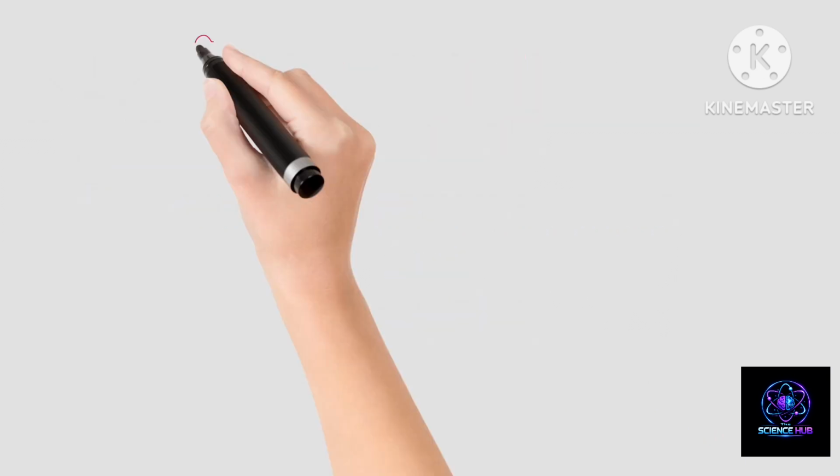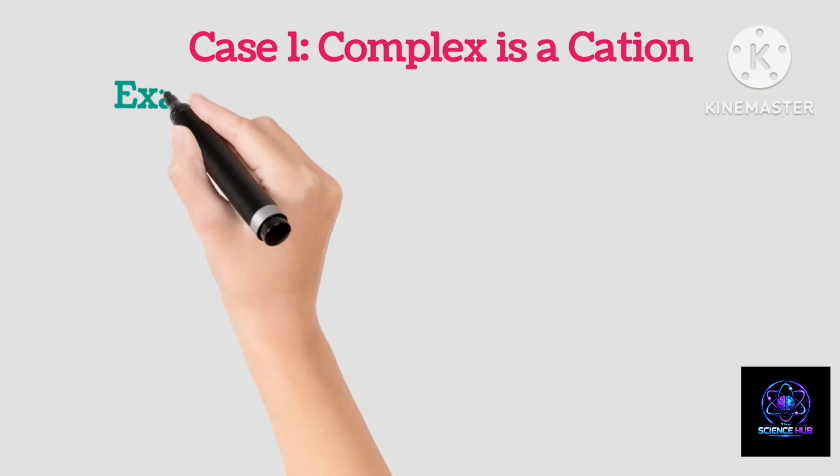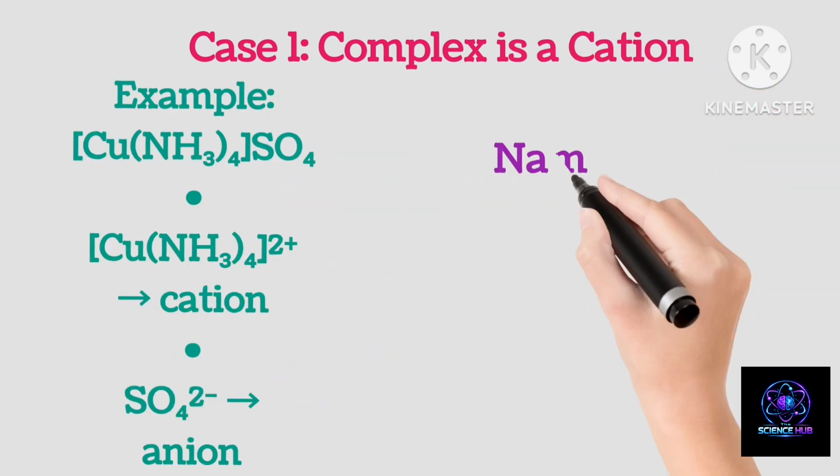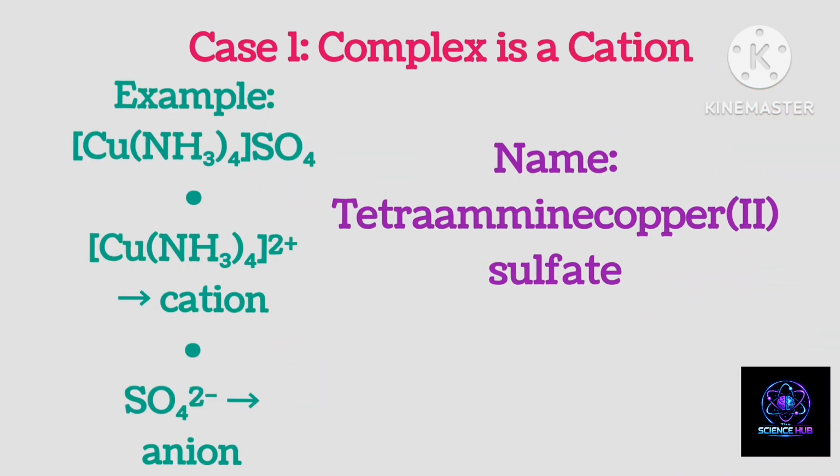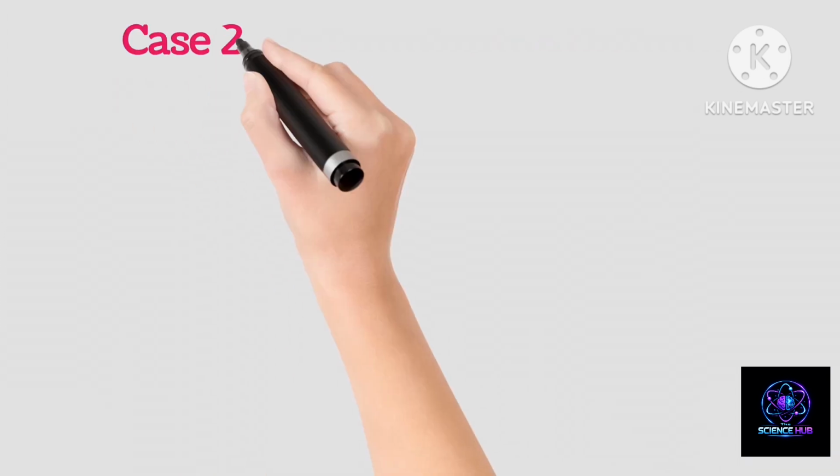Case 1. Complex is a cation. Example, [Cu(NH3)4]SO4. [Cu(NH3)4]2+ is a complex cation. SO4 2- is a simple anion. Name, tetraammine copper(II) sulfate.